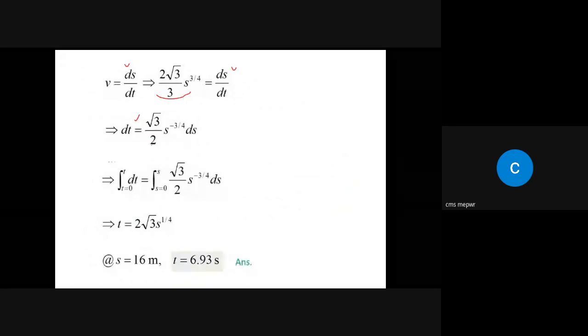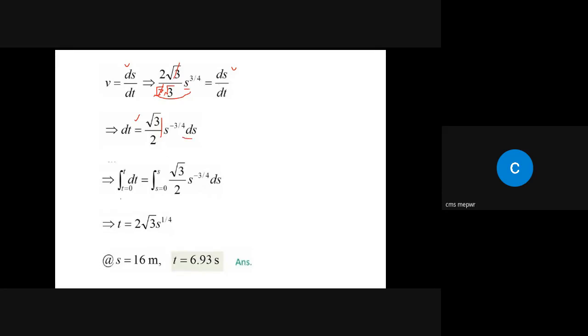How do we simplify this one? This is square root 3, square root 3. Can I write it this way? Yes, sir. So one will be cancelled out with this one. When it goes to the other side, it will be under root 3 by 2, like this one. And this s to the power 3 by 4 will become minus s to the power 3 by 4 when it moves here, and this will be ds. So you need to integrate it.